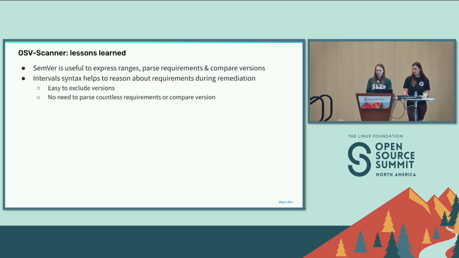Using standards like Semver is helpful because there's a straightforward way to express ranges, parse requirements, and compare versions. But when actually trying to remediate, interval syntax helps us reason about requirements, including the affected and unaffected ranges. Intervals make it easy to exclude versions, meaning we don't need to parse the requirements or compare versions, which reduces complexity. This comes in handy when there are many requirements, as you might see in some more complex dependency graphs.